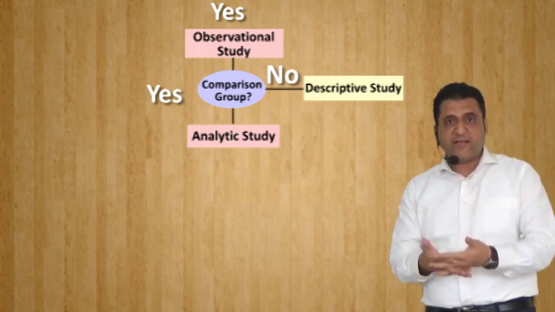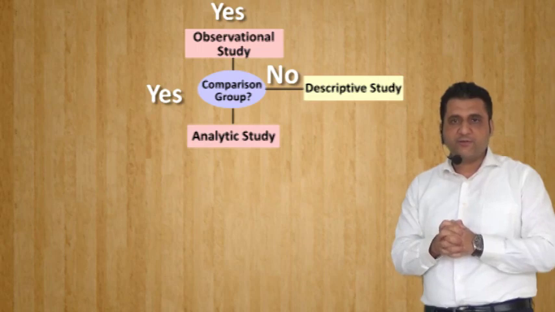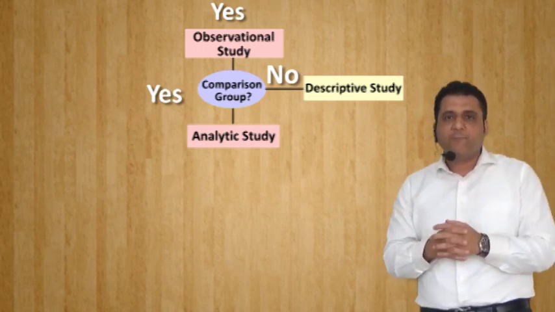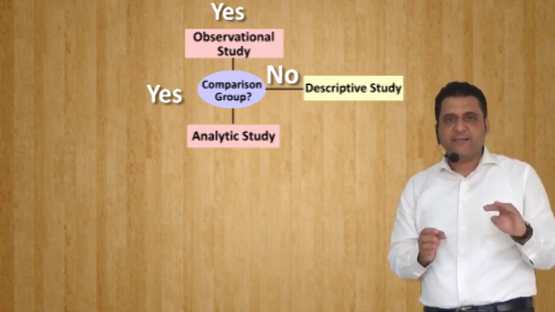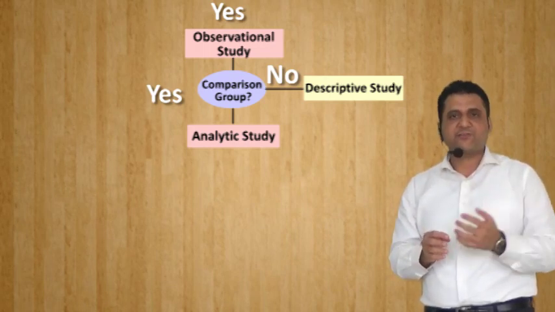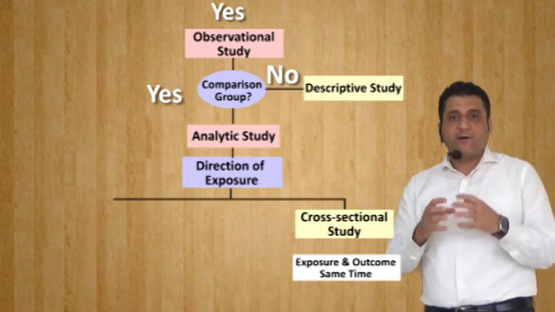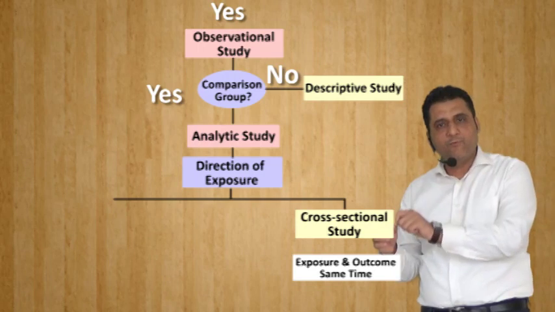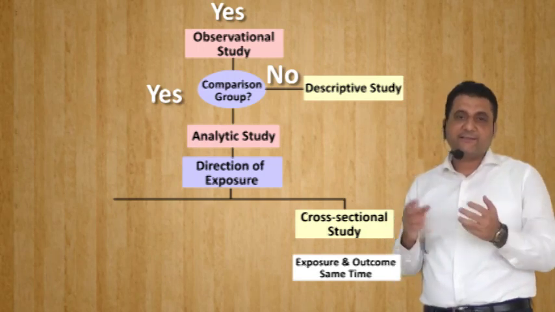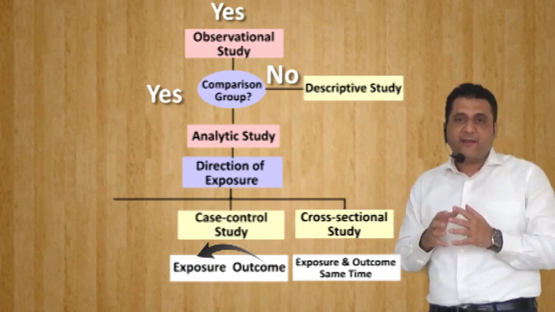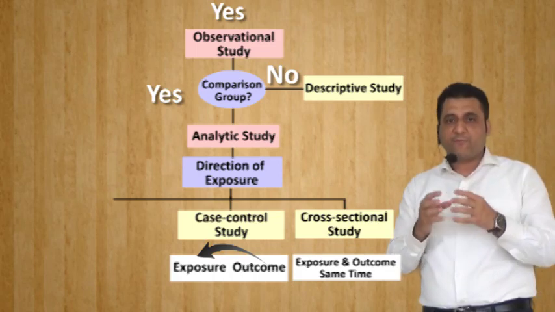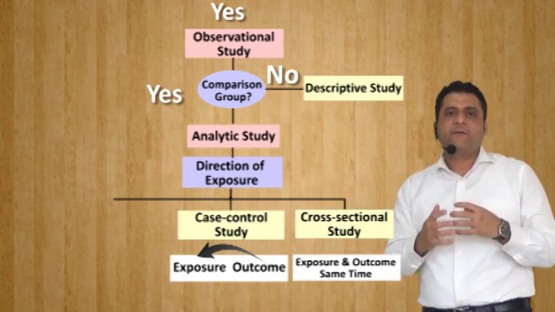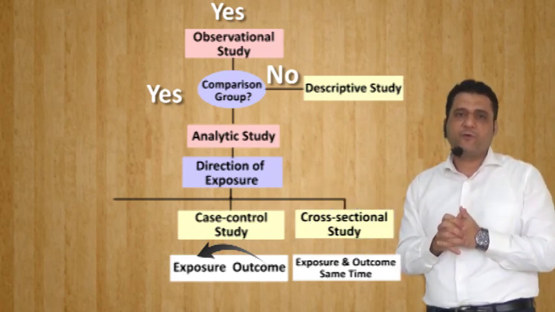So if within that study, both the exposure, meaning the risk factor, and the outcome which researchers are studying, have been captured simultaneously, then this is a cross-sectional study. If researchers started the study from the outcome and they are moving towards the exposure, this is a case control study. And if researchers started the study from the exposure and then they moved forward in time to see the outcome, this is a cohort study.